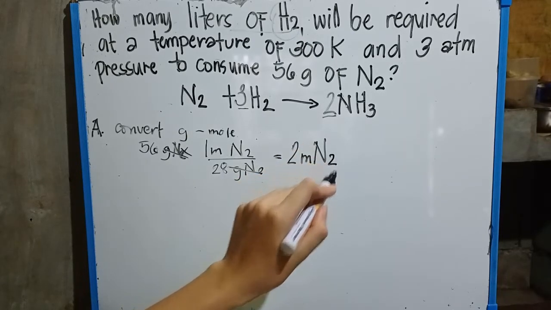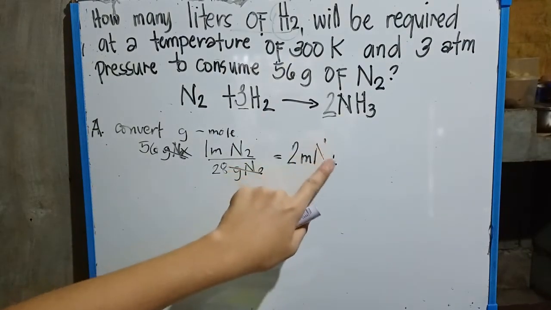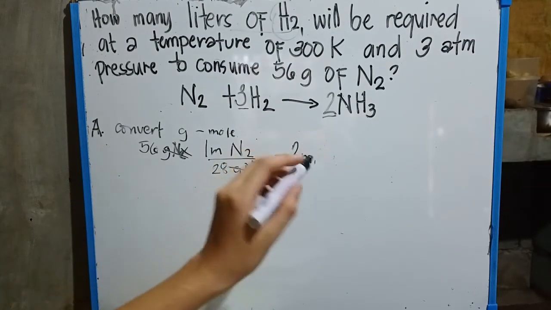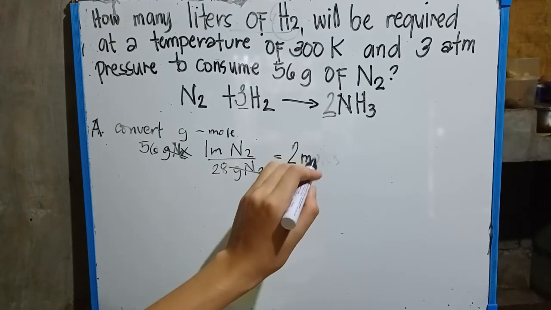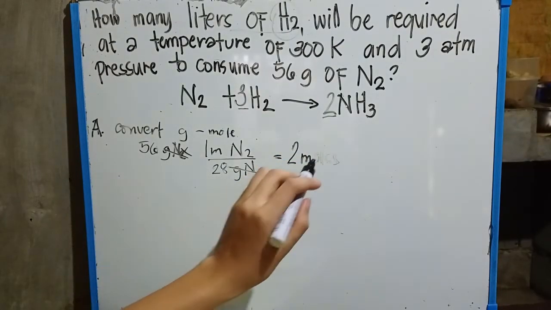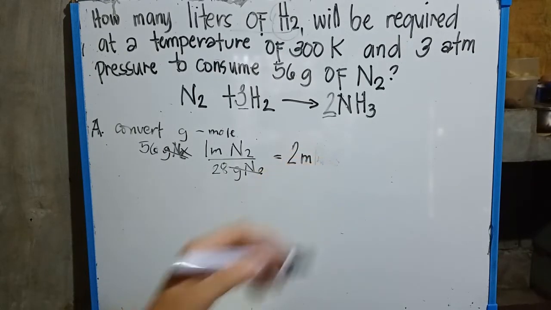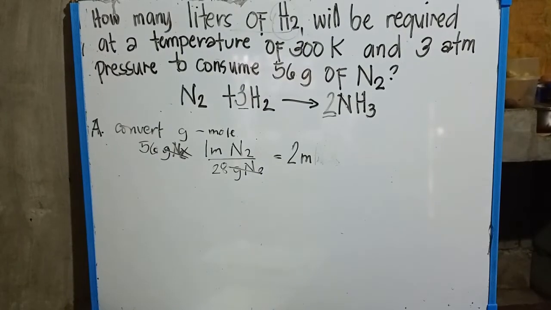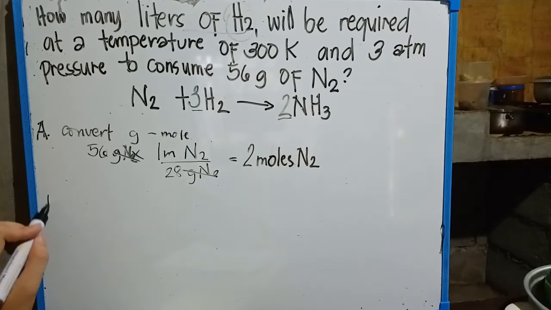So, class, always remember, do not forget to write the unit and the substance that remains. If you forget it, it is automatically wrong. So 2 moles of nitrogen, and then the second step is convert mole to mole.